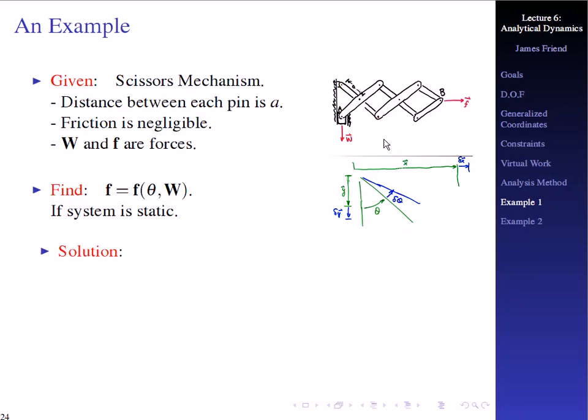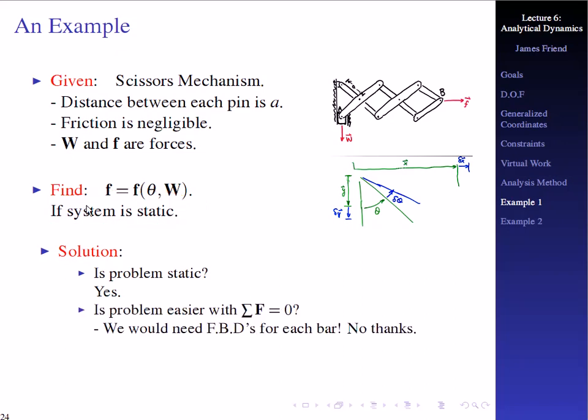All right, so to find the solution then, we're going to consider a few things along the way to get virtual work going. Is the problem static? Yeah, it turns out the system is static. We just presumed it was. Is the problem easier with the sum of forces equal to zero? We would need to have free body diagrams for each of these bars, and there's one, two, three, four, five, six bars.